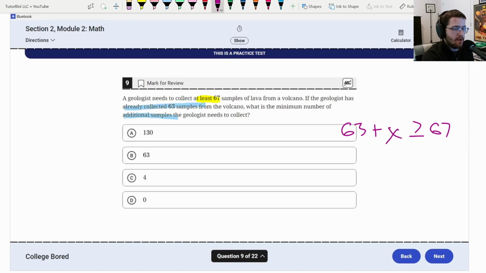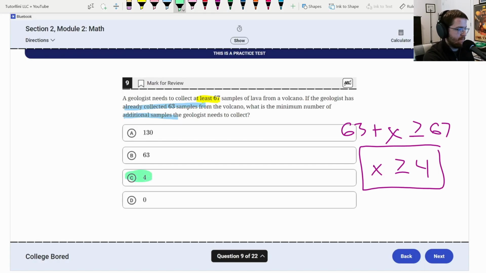All right, to solve this inequality, I'm just going to subtract 63 from both sides. We get x is greater than or equal to 4. Kind of seems like it's supposed to be an integer, but again, it doesn't really matter because x is greater than or equal to 4, so 4 is included in that solution set, so we can just put 4.